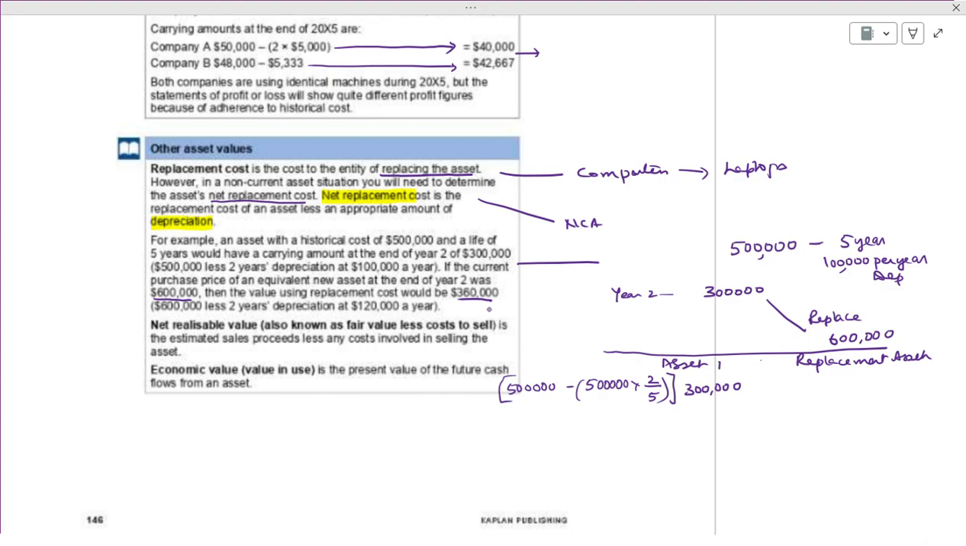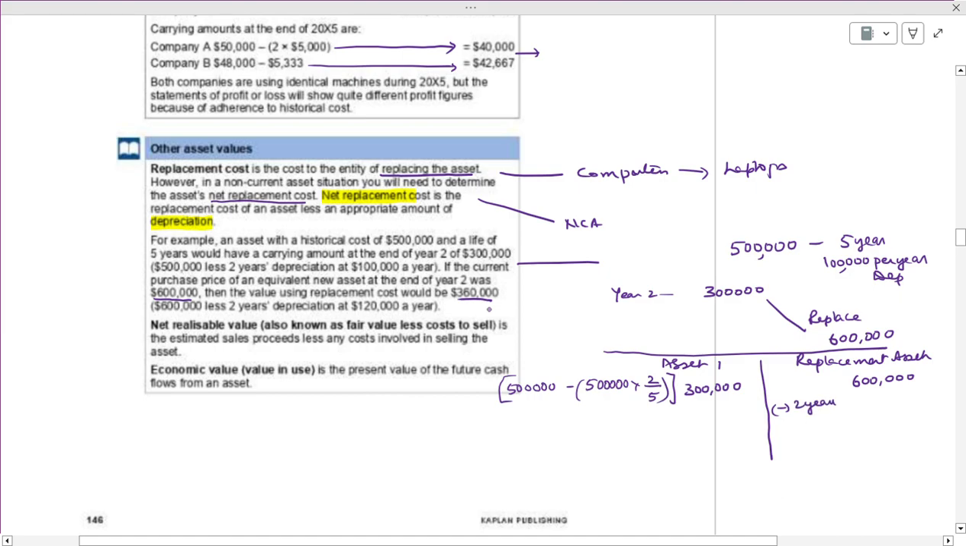Fine. Next. Whereas the replacement cost is 600,000. Now here also you have to calculate 2 years of depreciation. For 5 years, 2 years of depreciation will be 240, so how much will it come to?